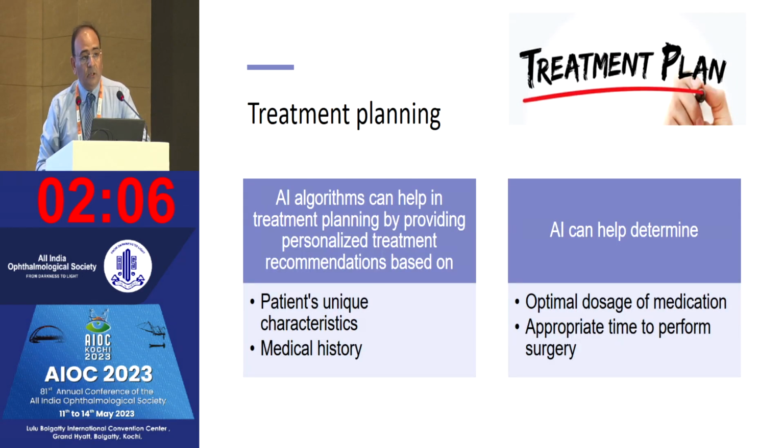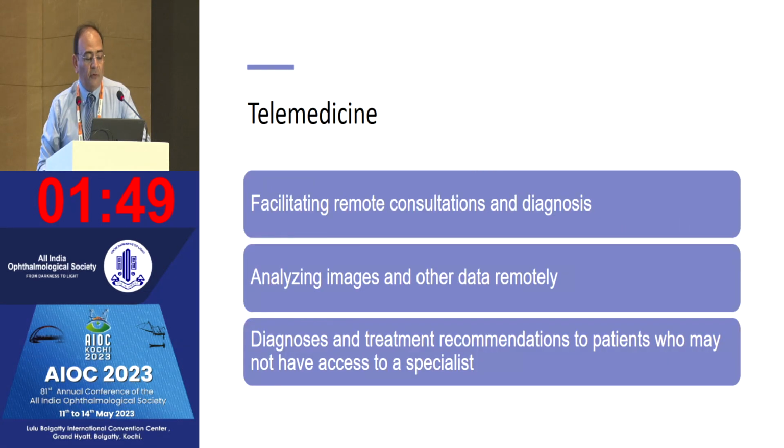AI has been used in treatment planning. AI can help in treatment planning by providing personalized treatment recommendations based on patient unique characteristics and medical history, and can help determine optimal dosage of medication and appropriate time of performance.